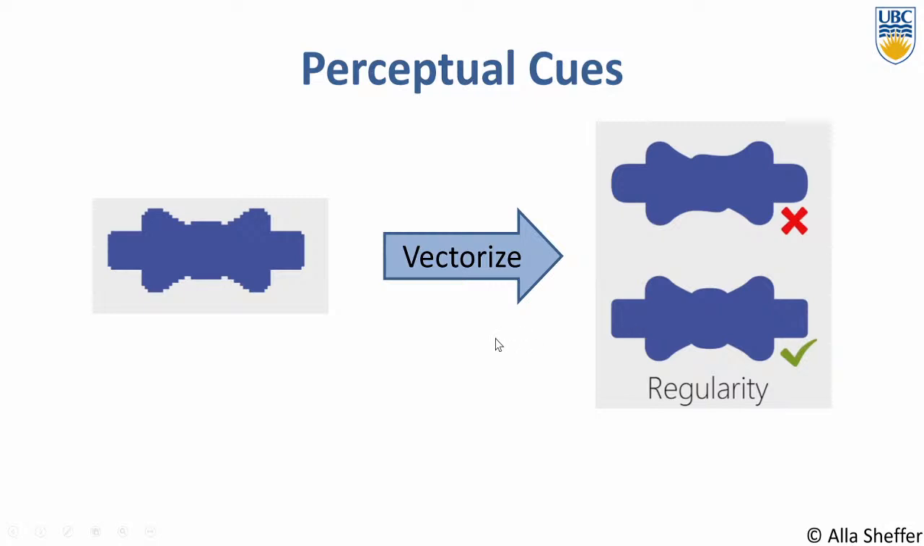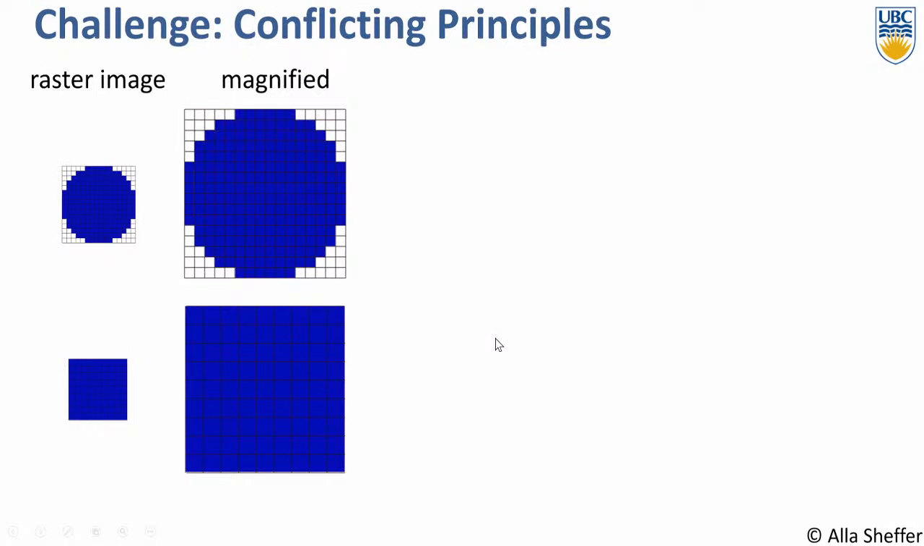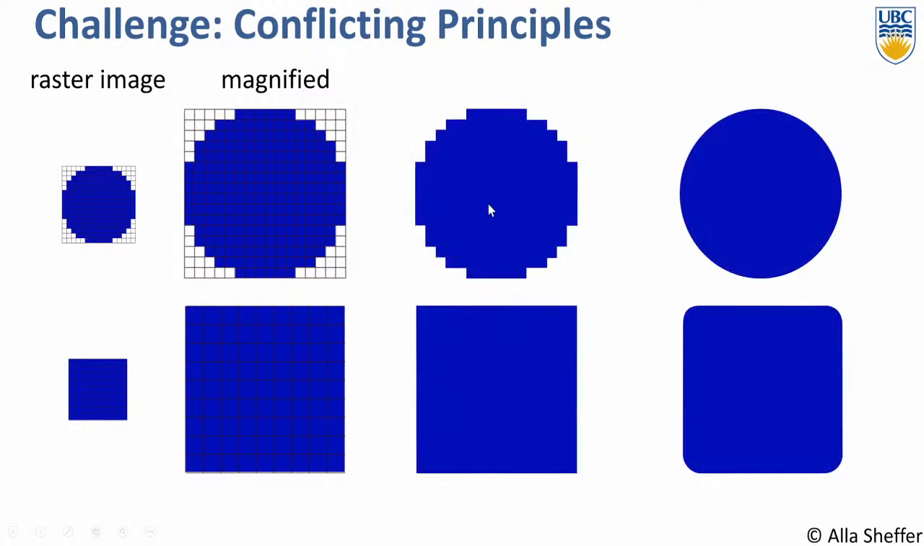Now, those are all cues. How do we combine them? Well, here are two raster inputs. Here are just the magnifications of the same rasters. I'm assuming everybody here has an opinion about which of those alternative interpretations you would like to get as a vector. Let's see. I'm guessing you would prefer this for the circle, for this input, and this for this one.